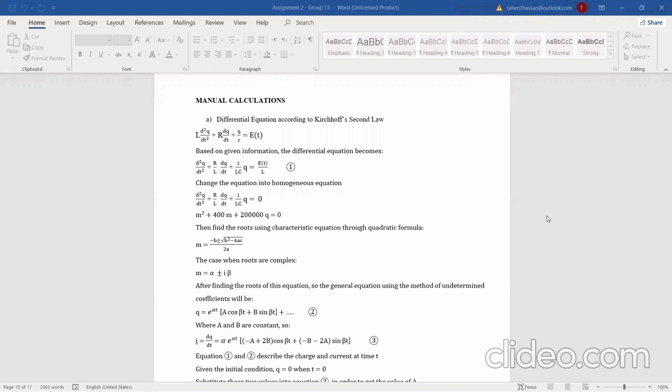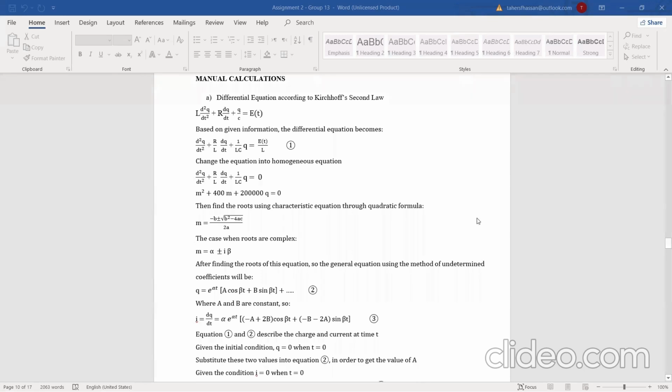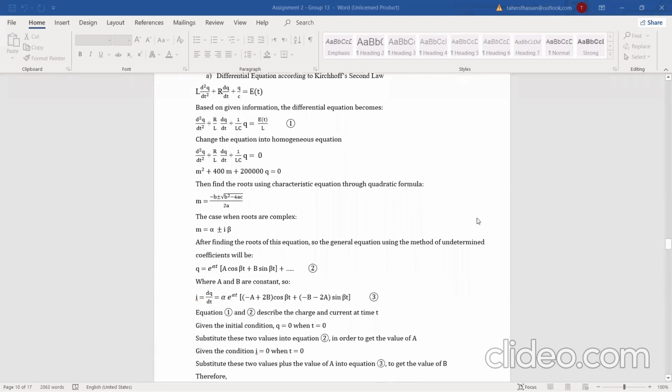Then we change the equation into a homogeneous equation: d squared q over dt squared plus R over L times dq over dt plus 1 over LC times q equals 0. Then we transform it into the characteristic equation, which is m squared plus 400m plus 200,000 equals 0. Then we find the roots of the characteristic equation through the quadratic formula, which is m equals negative b plus or minus the square root of b squared minus 4ac, over 2a. This is the general equation.